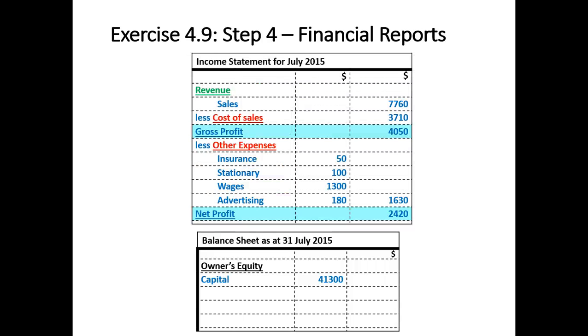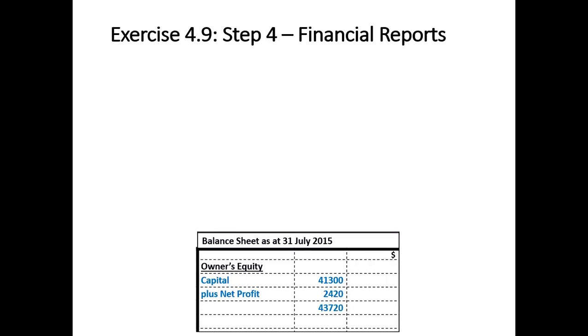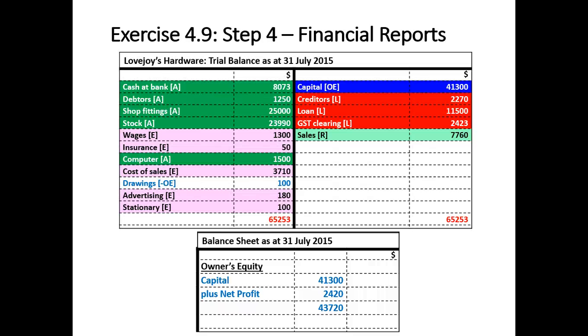What we want to do is add in the net profit, so we'll go back to our income statement. We figured out our net profit was 2,420. So I want to add that in, and then that'll give me a subtotal of 43,720. What I can do now is subtract away the drawings.